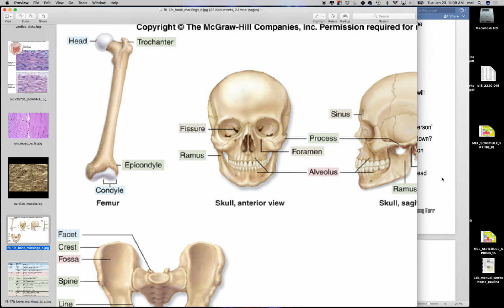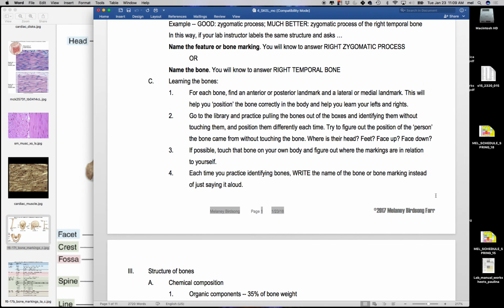Okay, and then remember we have articulated skeletons too, and the articulated skeletons, if you ever are having trouble figuring out how it fits together, go look at it, right? Come back and look at the disarticulated one. So that's how I like to do it. For each bone, find an anterior, posterior landmark, lateral and medial, and that will help you side bones, especially when you get to long bones.